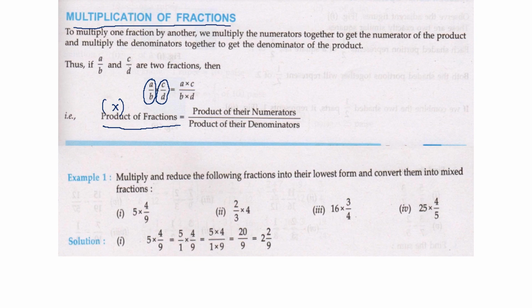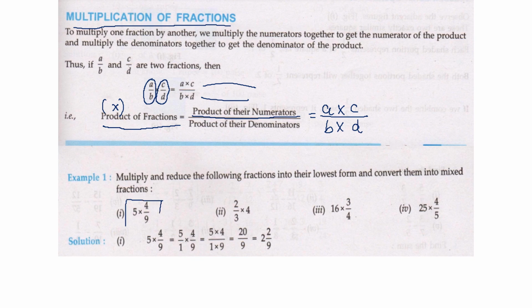So the product of fractions will be equal to product of numerators by product of denominators. That is how it is written: numerators are a into c by denominators are b into d. Clear? So let us see one example.